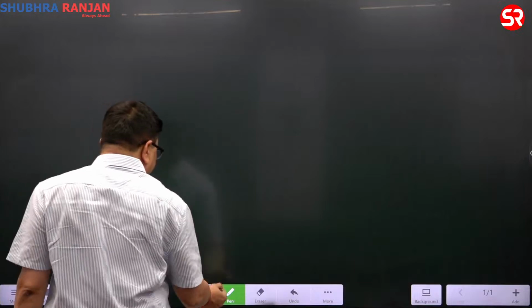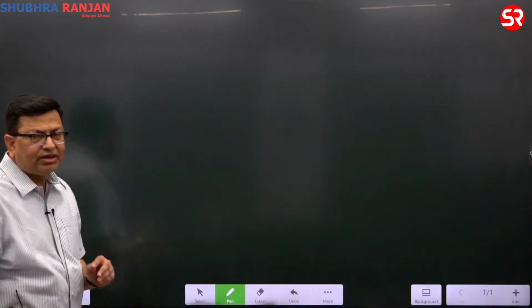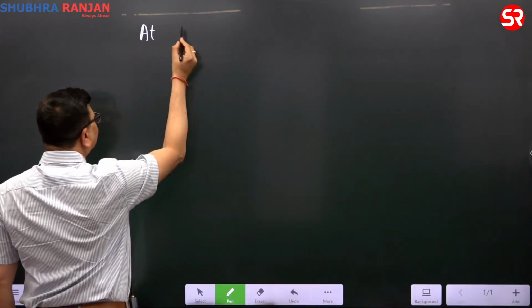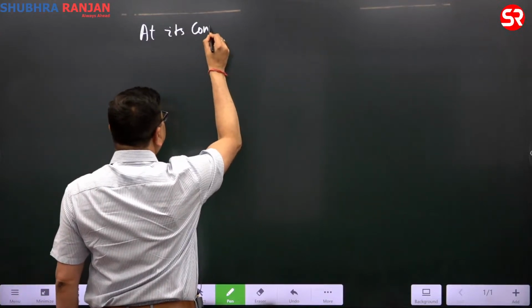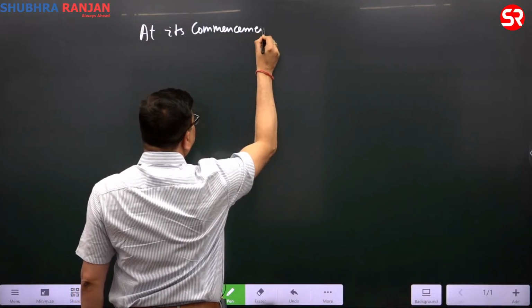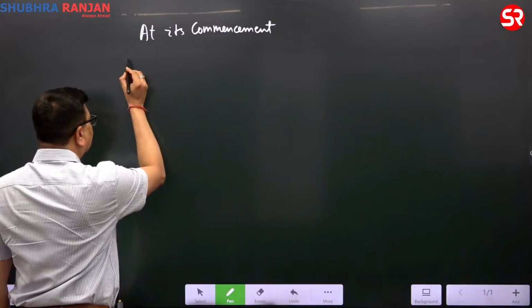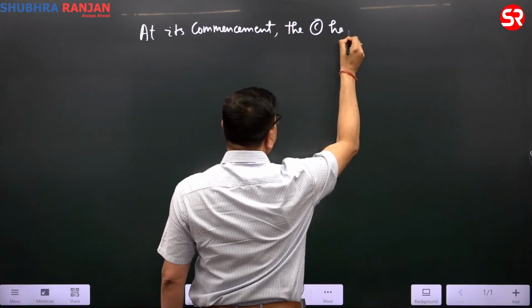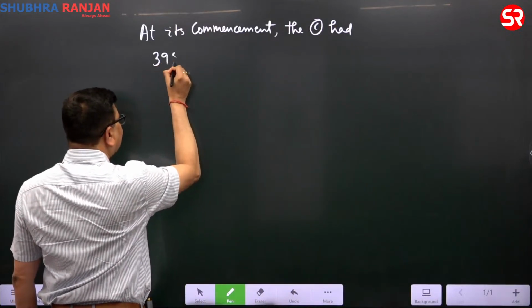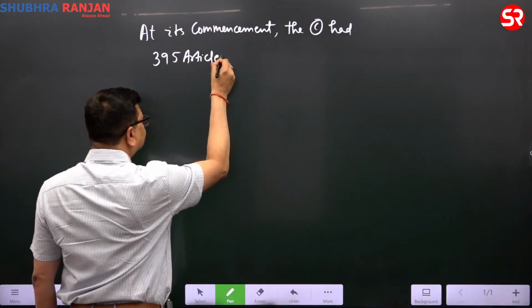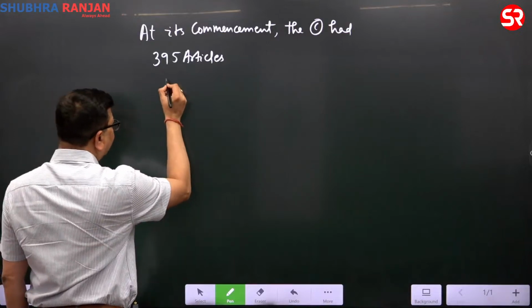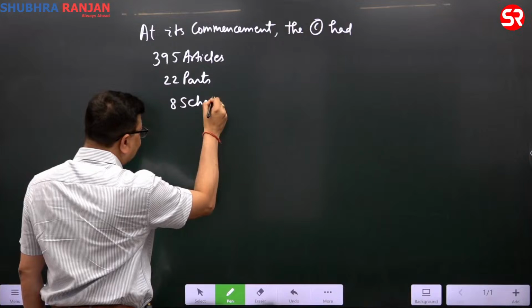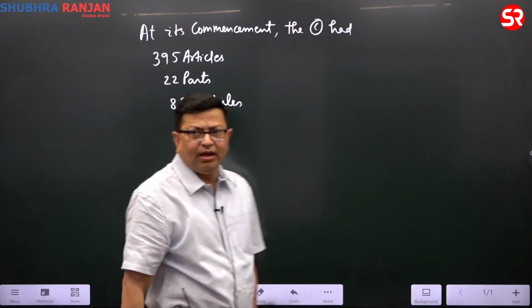Now, you see, at its commencement, the constitution had 395 articles, divided into 22 parts, and 8 schedules. That is the original constitution.